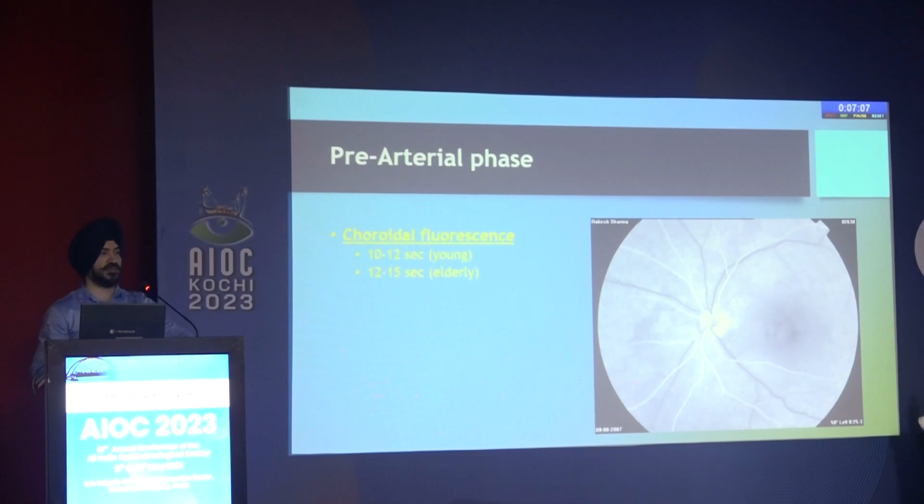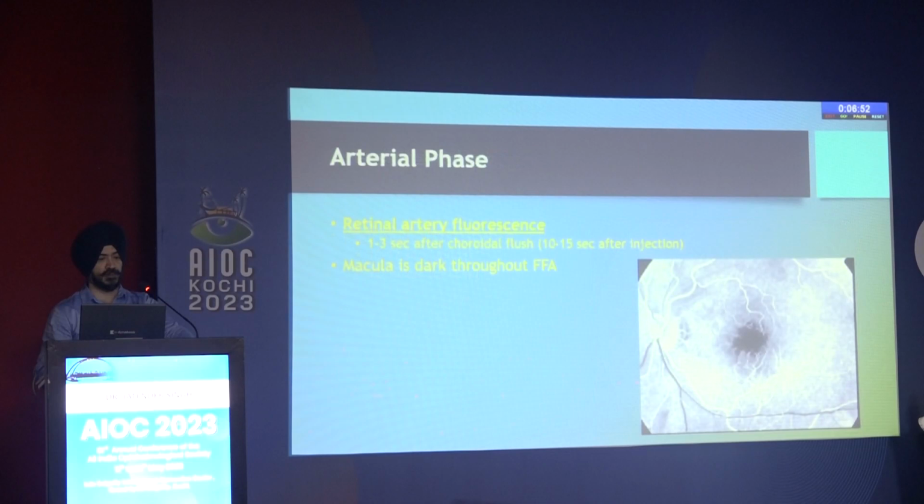So each phase of the angiogram has its own significance. This is a choroidal fluorescence, slightly delayed in the elderly because of the reduced supply. If the choroidal fluorescence or the patchy fluorescence lasts for more than 5 seconds, it is considered abnormal. Then we have the arterial phase. You pick up arterial AV transit time or the arm retina time in cases of occlusive diseases.